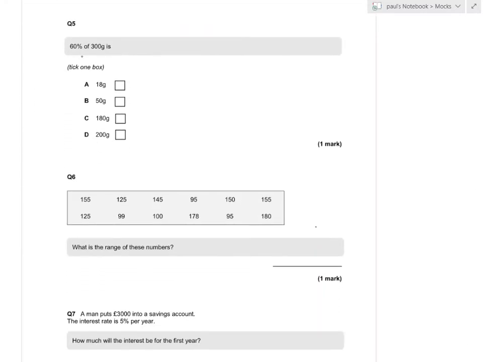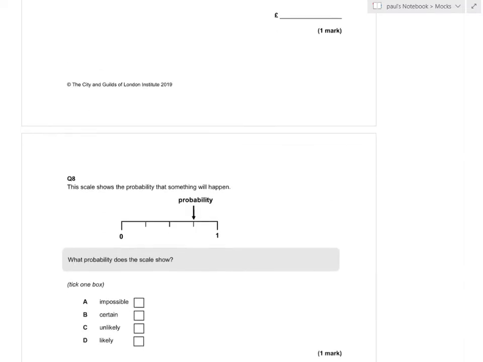60% of 300 grams. Well, do it this way without a calculator. 10% of 300 is 30. So 60% is going to be 6 times that. So that will be, 3 6s are 18, 180 grams.